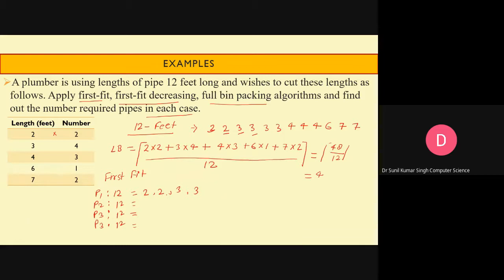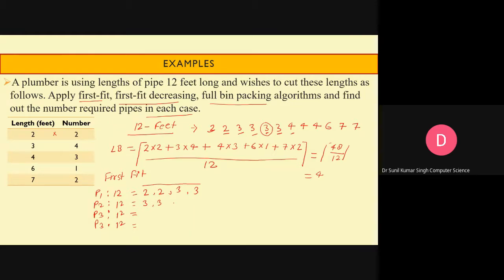So 2 plus 2 plus 3 plus 3, that is total 10. So how much more can we accommodate? 2 feet remaining, but the next piece requires 3 feet, so that means it cannot be accommodated here. So this 3 will come here. Now look at the next. This 3 will come here.